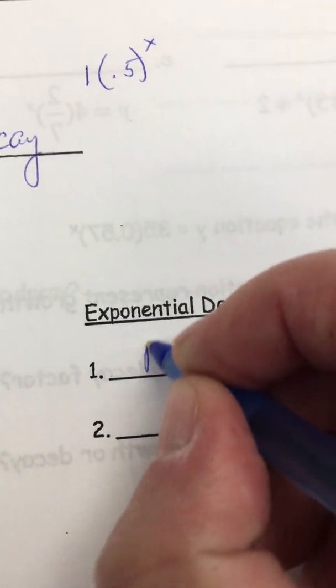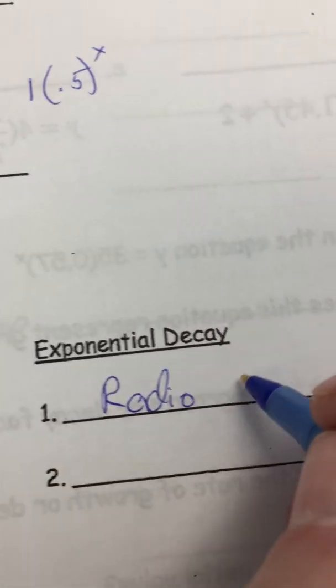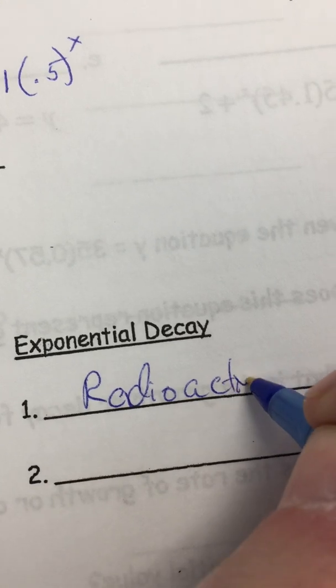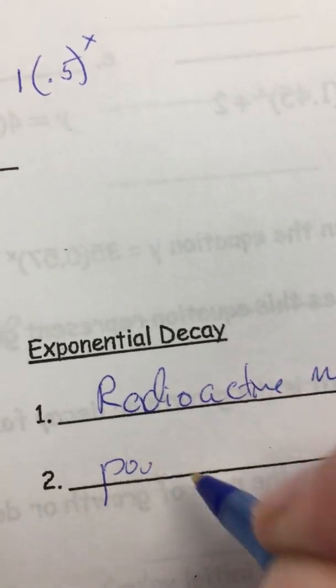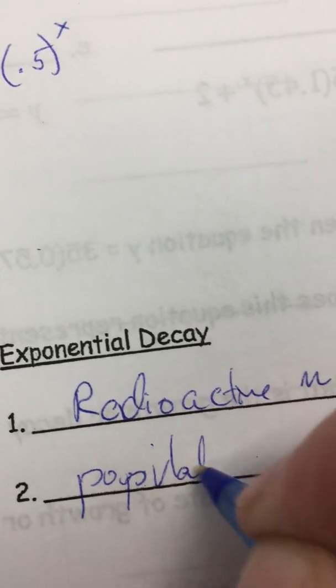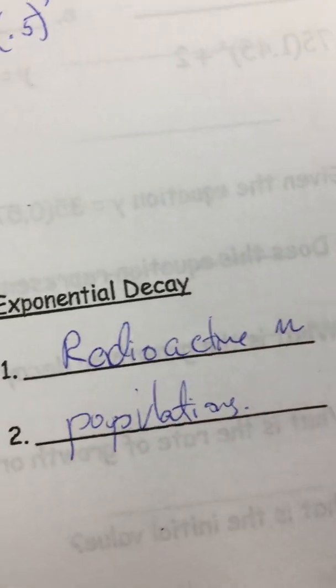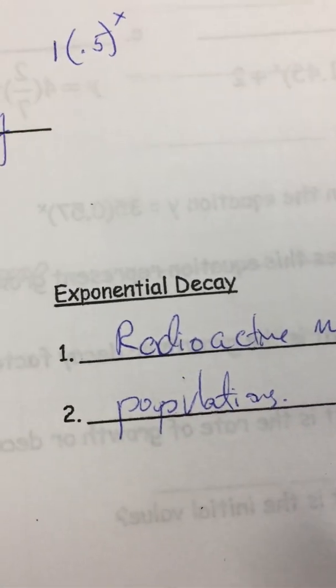Things that tend to decay, well, radioactive material decays. Populations can grow and populations can decay. There's a whole bunch once we start seeing some of the problems in here. You'll see tons of them.